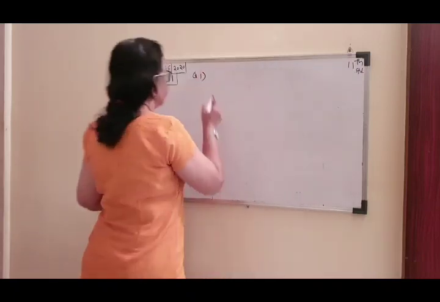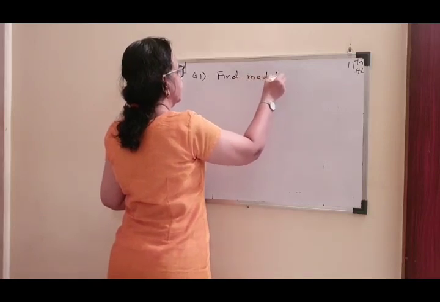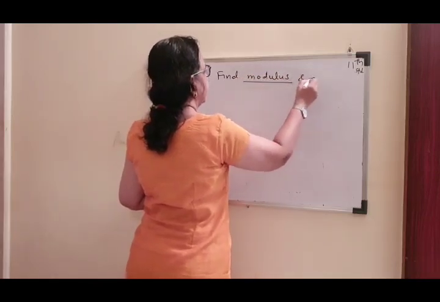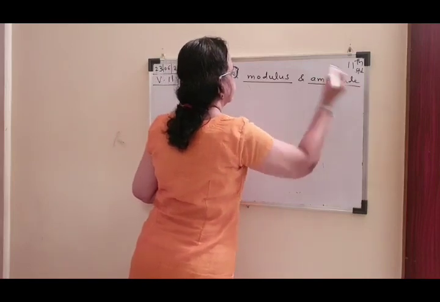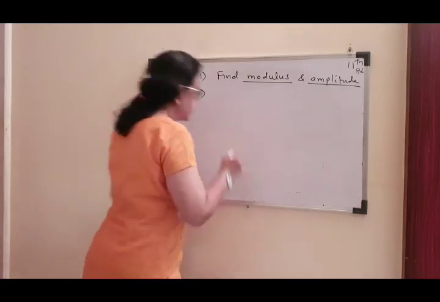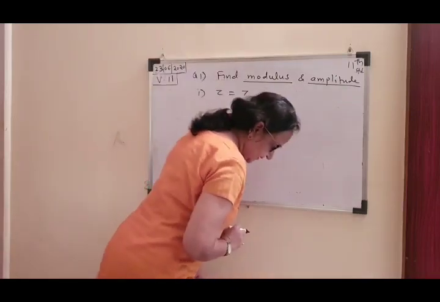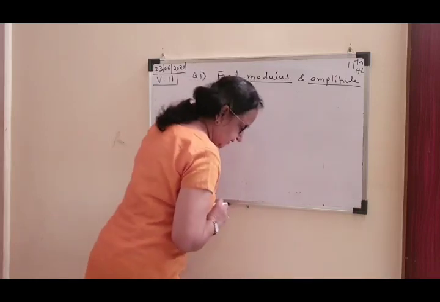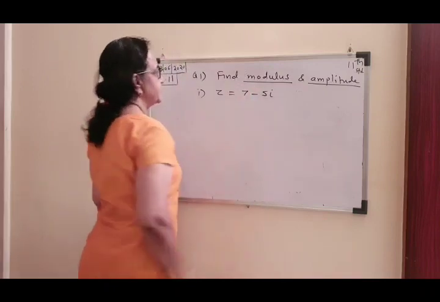Find modulus and amplitude. The first one, z is equal to 7 minus 5i.